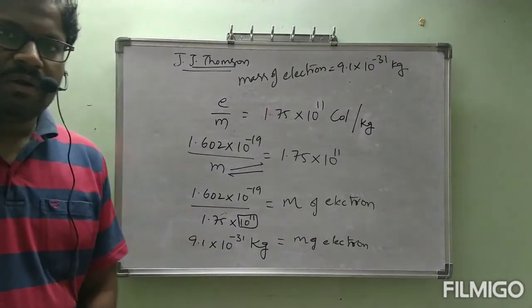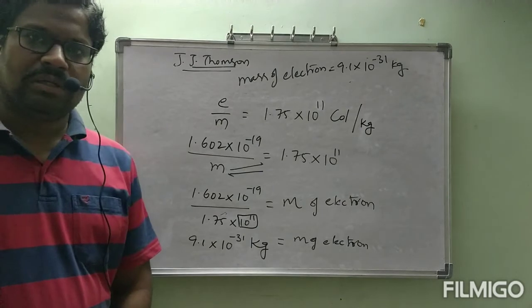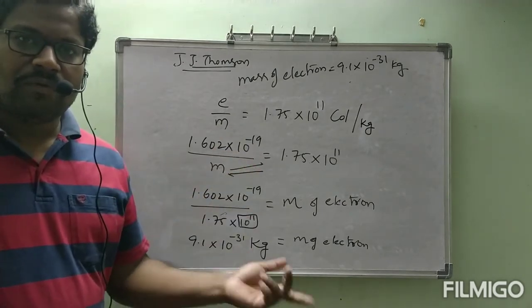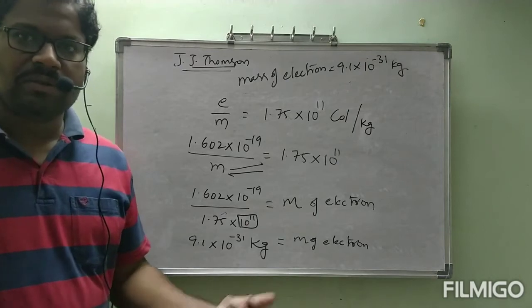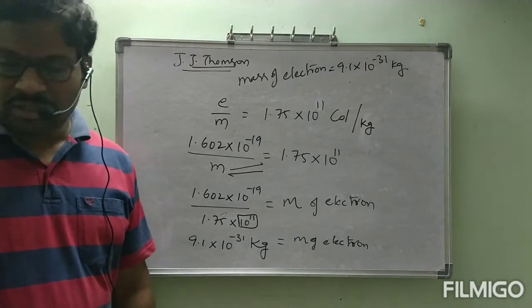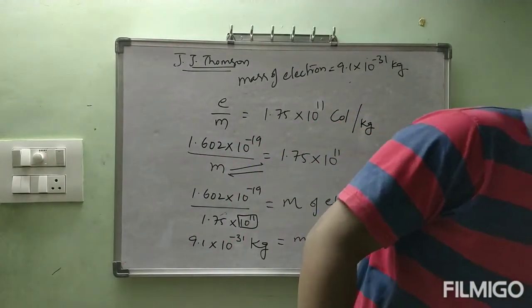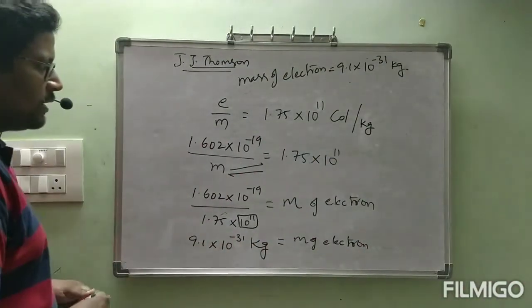After that, we can see how this calculation happened. After that, we will go through how we got the charge of electron by using Millikan's oil drop experiment. Okay, let us see the calculation once again.